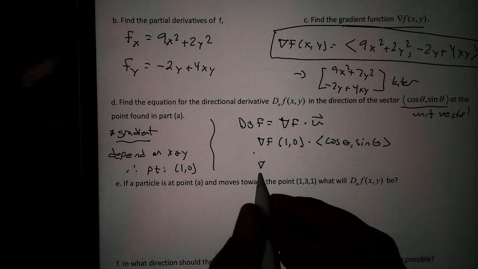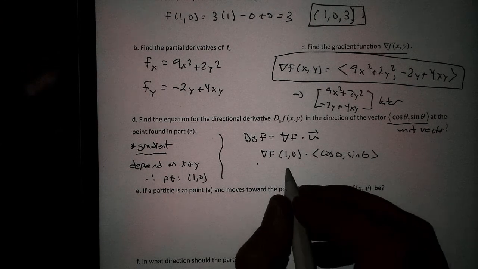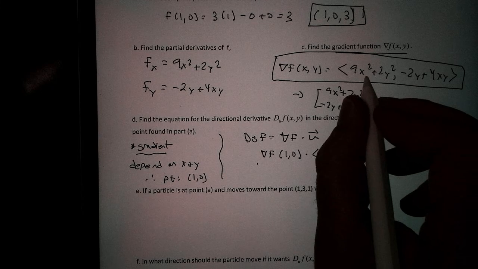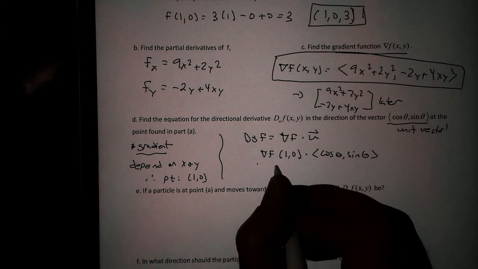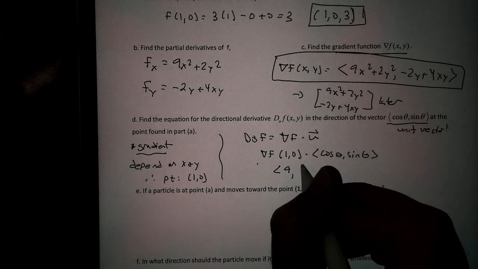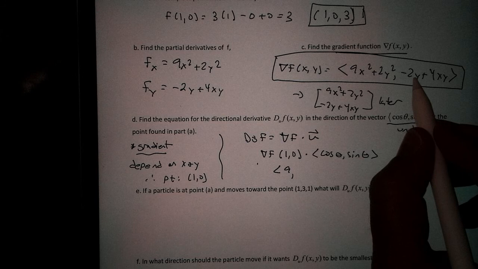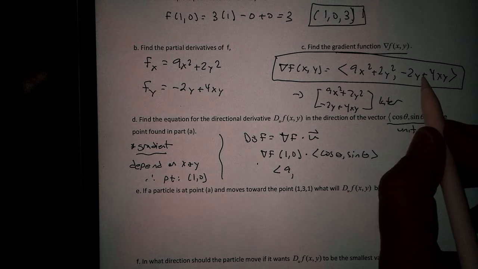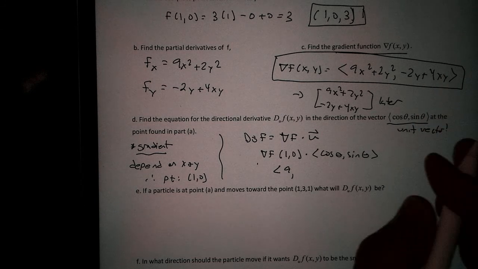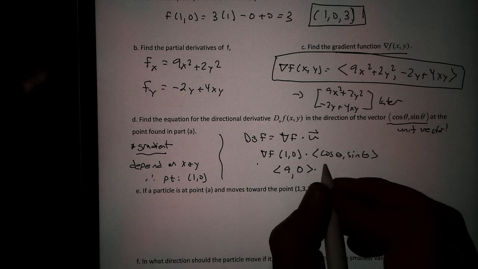All right, so let's find the value of our del at 1, 0. What's this going to be? If I plug 1, 0 in here, we're going to get 9. Plug 1, 0 into the second one, we're going to get 0 plus 0. So I think that's just 0 here. And we're going to dot that with, of course, our cosine theta, sine theta.